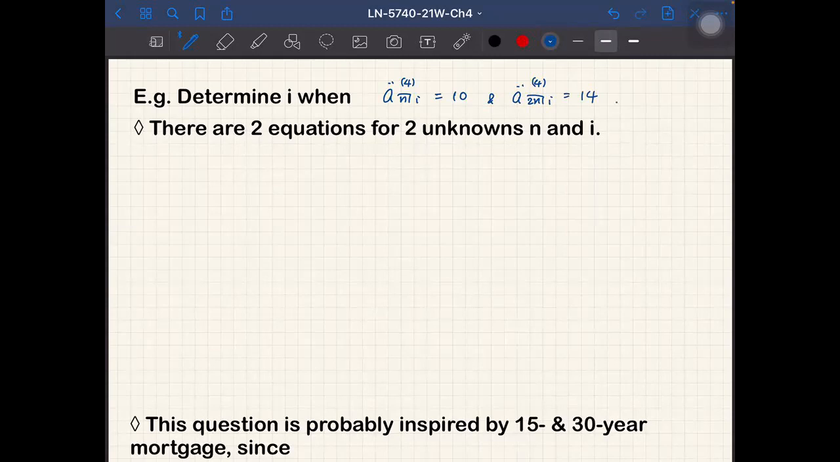So we have two annuities. Both annuities have quarterly payments, so m-thly payments, so quarterly payments. And the interest rates are the same, but the lengths of the annuities are different. So one is n and the other is 2n.